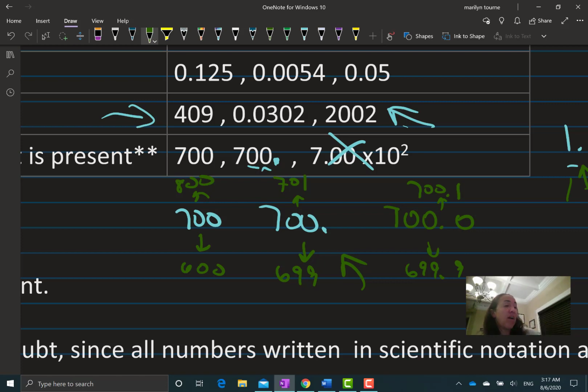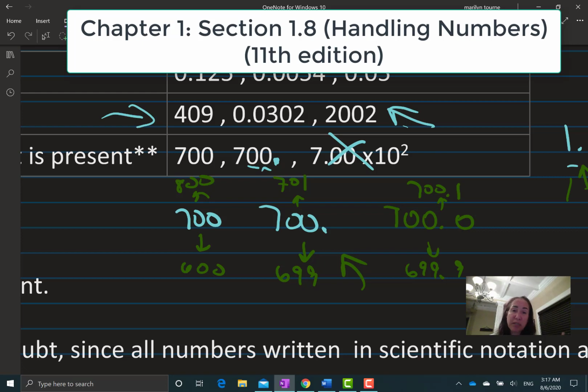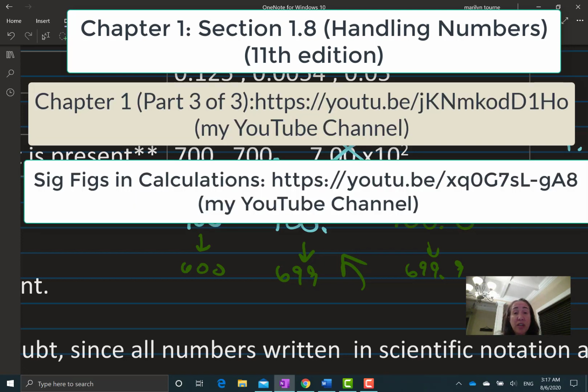All right, so that is what I want you to think about. And I actually want you to look at your book and look at the section for handling numbers. That's what it's called in chapter 1, handling numbers. So that talks about scientific notation, it talks about significant figures, and it talks about rounding. I want you to look over that, and I actually want you to look at these videos, that the links I have posted here. They're on my YouTube channel. Some of them are, some of them might not be, but here are the links.